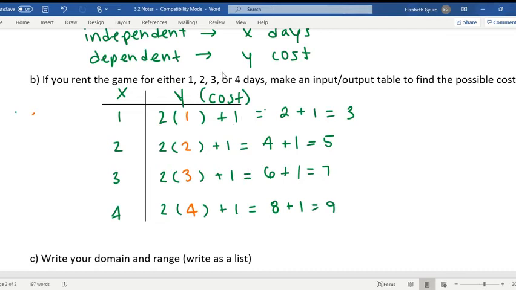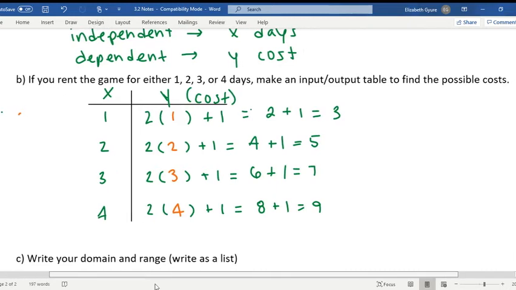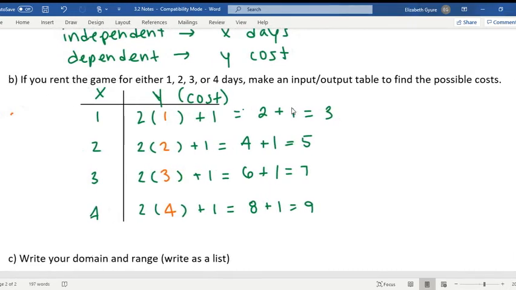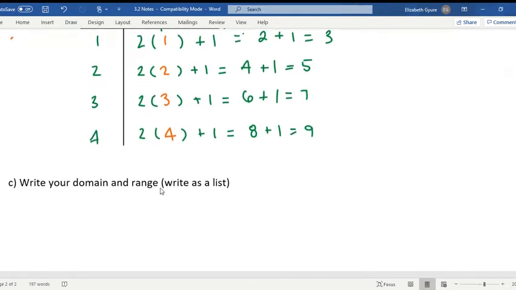Just something to notice. Okay, so here's our input-output table. We found all the possible costs, right? At 1 day, it's $3, 2 is 5, 3 is 7, 4 is 9. Now, it wants me to find my domain and my range, and it says write as a list. Remember, for domain and range, if we have points, we do a list. If we have a continuous graph, we do an inequality. We don't have a continuous graph here, right?